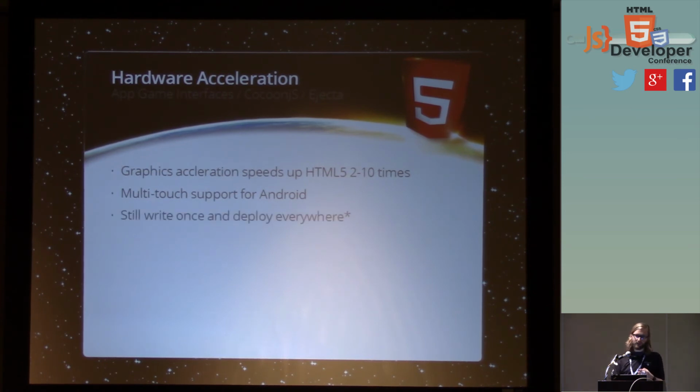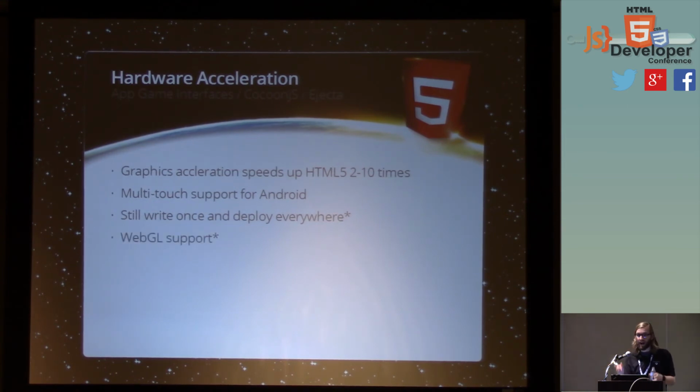It's still write once and deploy everywhere, asterisk. Because when you do this, you are now tying yourself to a third-party build system or a third-party app. So you're working inside another environment, and you have to code kind of to them. Cocoon.js and App Game Interfaces both have a little bit of syntax difference. I think Cocoon's pretty simple to change, but there are still some caveats. But you won't be write once deploy everywhere. You'll probably have to adapt your code a little bit.